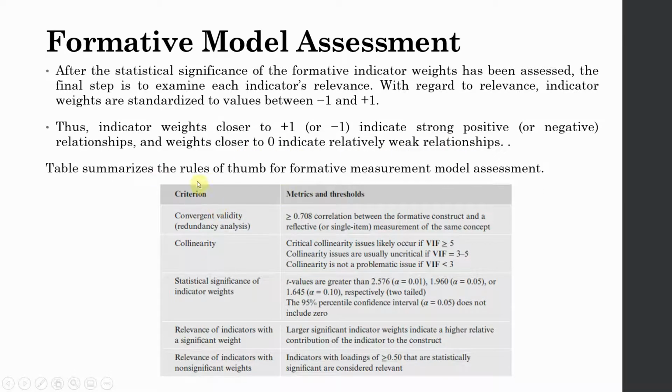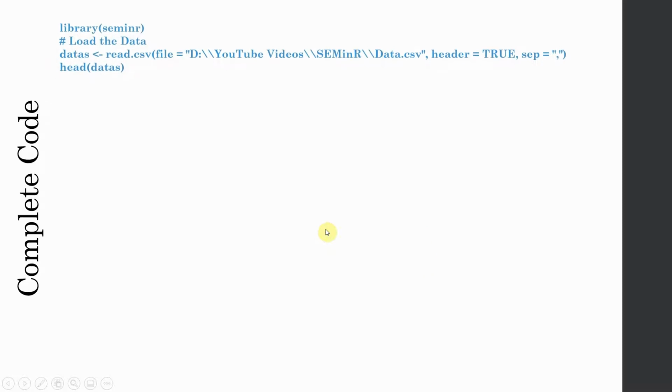Now here is a summary of the rule of thumb for formative measurement model assessment. What are the criteria? Here are the criteria, and here are the metrics and thresholds. For your convergent validity, that is your redundancy analysis, the path coefficient should be greater than 0.708. For collinearity, a VIF greater than 5 is an issue. Between 3 to 5 it's usually uncritical, and less than 3 is no issue at all. Your indicator weights should be significant. For the relevance of indicator weights, closer to 1 is stronger, closer to 0 is weaker. Finally, assess the loadings as well. If loadings are greater than 0.50 and statistically significant, keep the item. Otherwise, if the loading is less than 0.50 and it is not statistically significant, then you may consider or you should delete it.